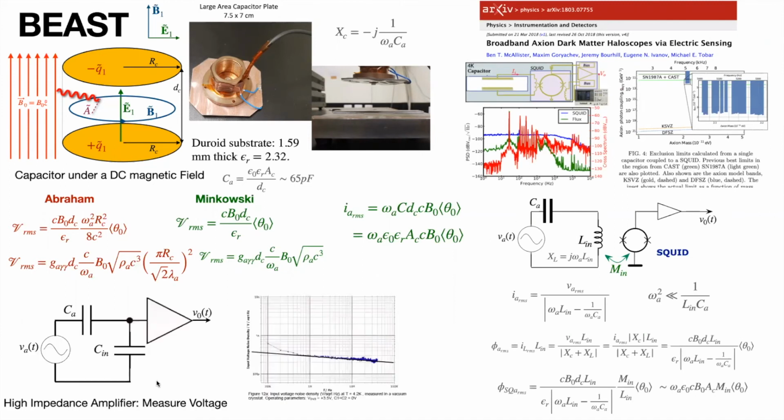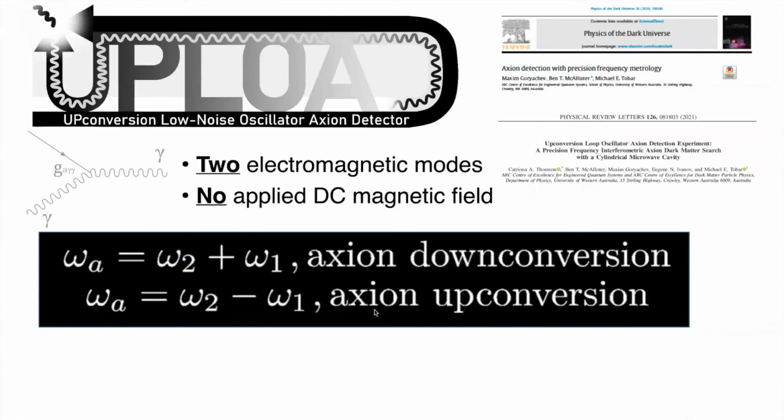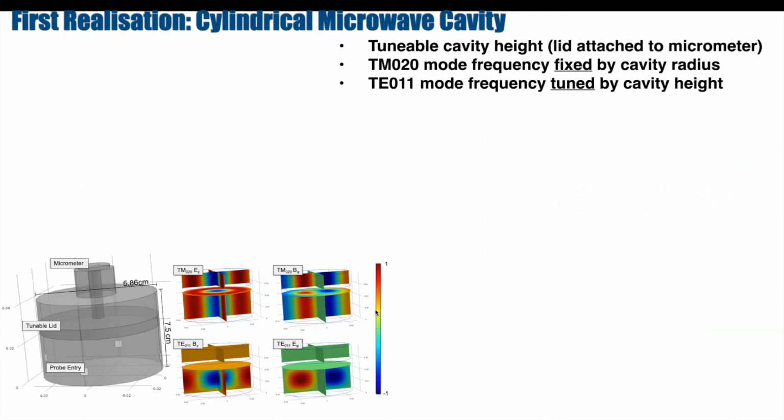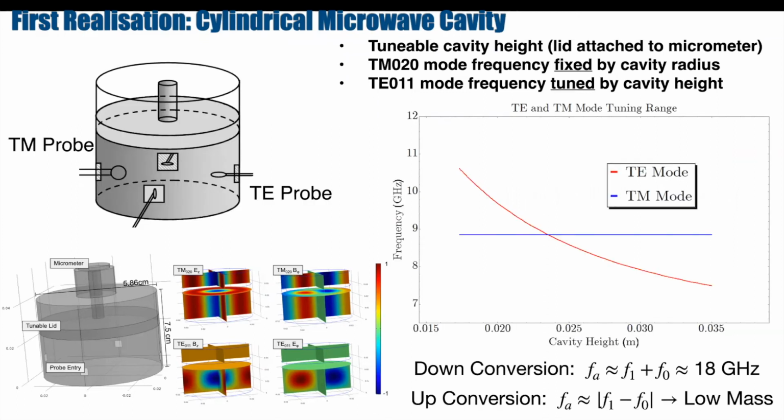We could also use a high impedance amplifier to measure voltage, and this is actually a more sensitive measurement, and that's something we plan to do in the future. We also have this UPLOAD experiment, which looks at two modes. We have both up-conversion and down-conversion, TM020 and TM011 modes, tuning close to each other to do a low mass experiment. So we use up-conversion.